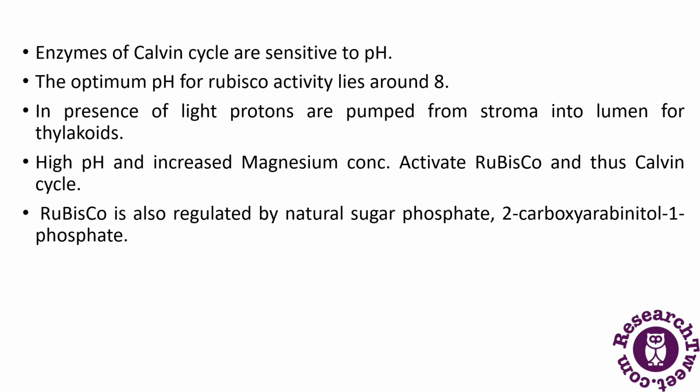The enzymes of the Calvin cycle are very sensitive to pH, because the optimum pH for Rubisco activity lies around pH 8. In the presence of light, protons are pumped from the stroma into the lumen of the thylakoids. Thylakoids and lumen are parts of the chloroplast, and there will be a labeling of lumen and thylakoids. So high pH and increased magnesium concentration activate the Rubisco and thus the Calvin cycle.